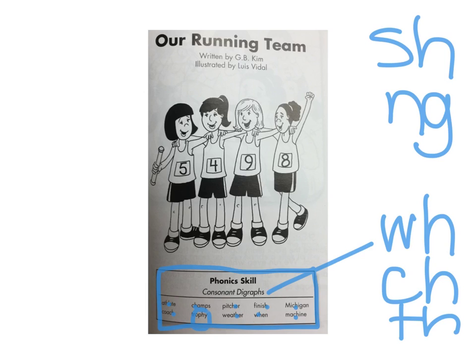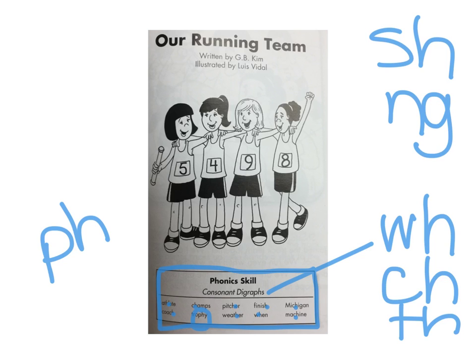Here's a digraph we haven't talked about. PH. Notice how that sounds like the letter F? You don't expect that with a P and an H. All right, are you ready to listen to the story? At the end of each page, press pause and write down any words you find with digraphs onto a sticky note, and then you can add them to your class tree map. You ready? Here we go.